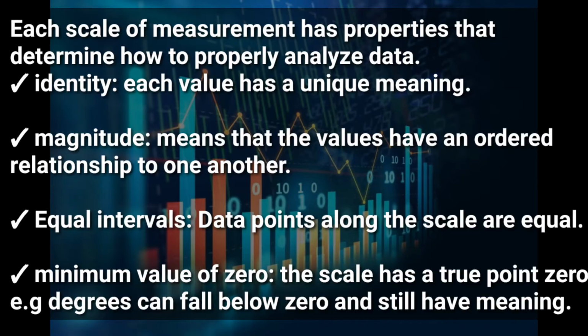The third property is called equal interval. It means that data points along the scale are equal. Then the last one is called minimum value of 0. It means that the scale has a true point 0. For example, degrees can fall below 0 and still have meaning. So those are the 4 properties that we use to determine how to properly analyze data: identity, magnitude, equal intervals, and lastly, minimum value of 0.